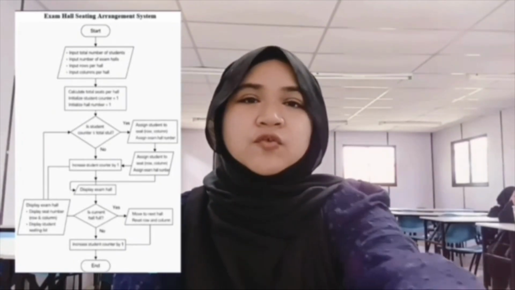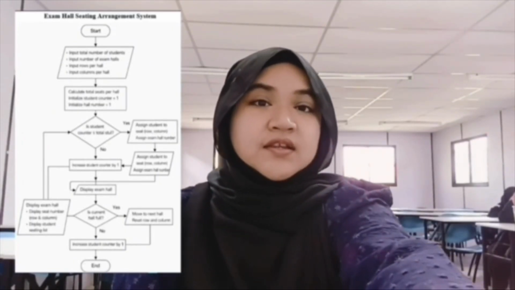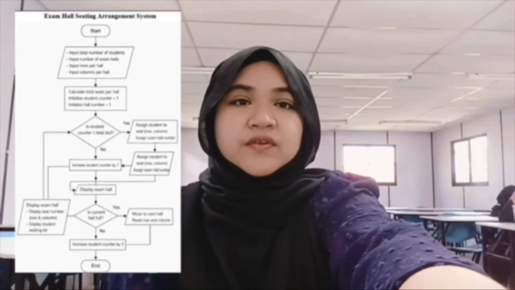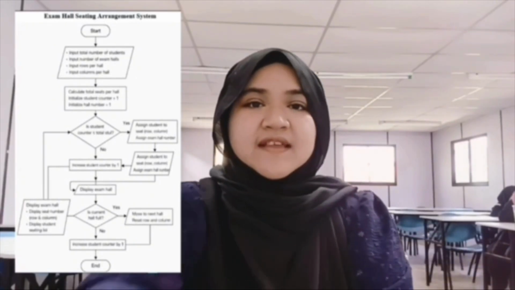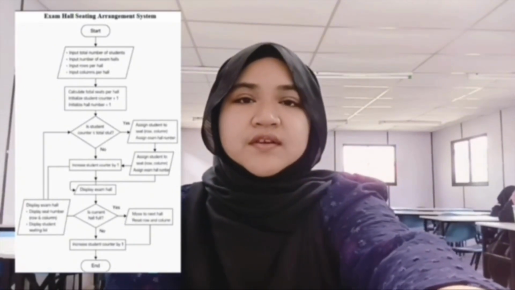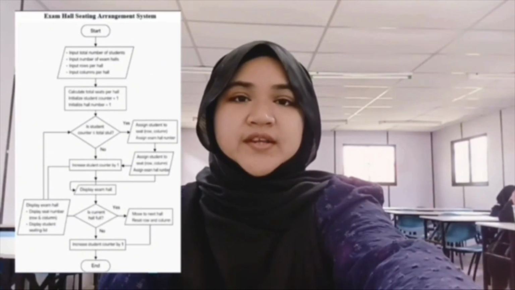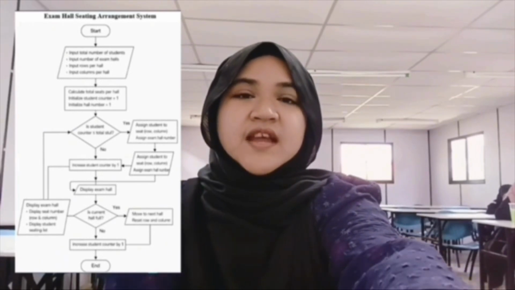The third one is initialization and calculation. The system calculates the total seats per hall by rows multiplied by columns. It then initializes student counter equals to 1 and hall number equals to 1. This prepares the system to start assigning students.